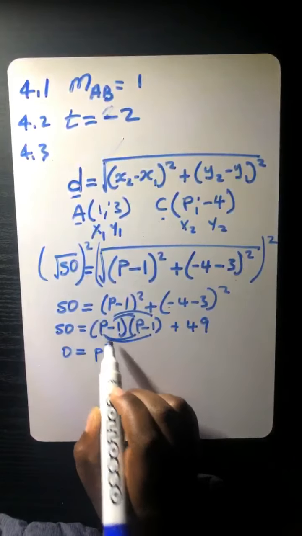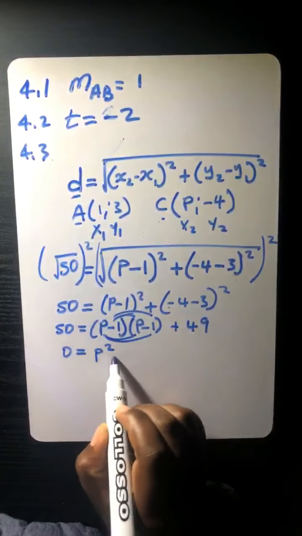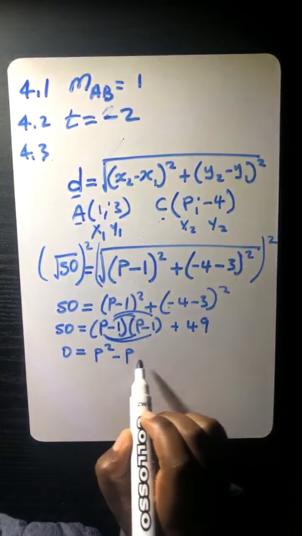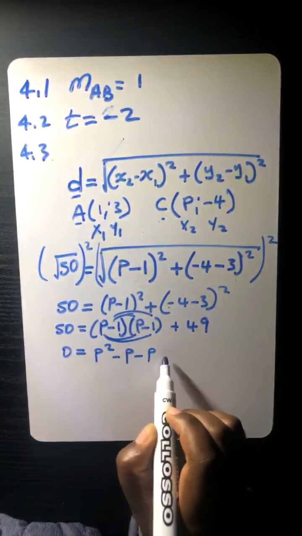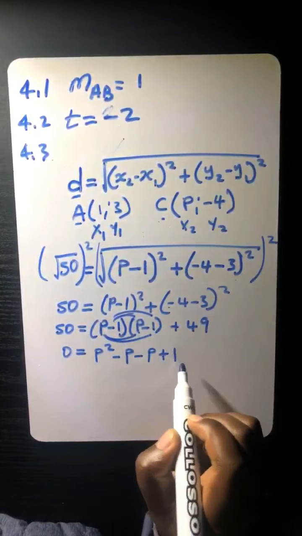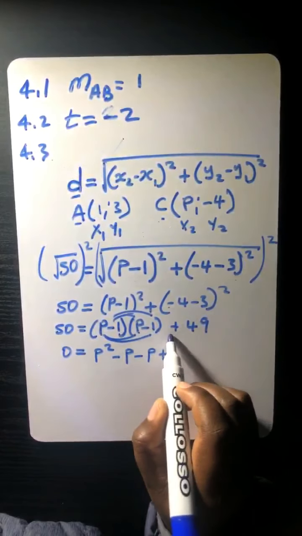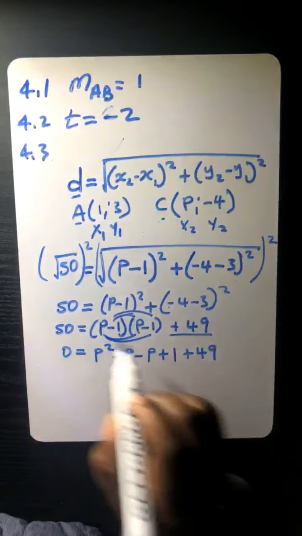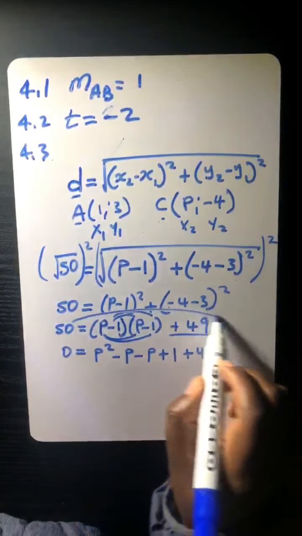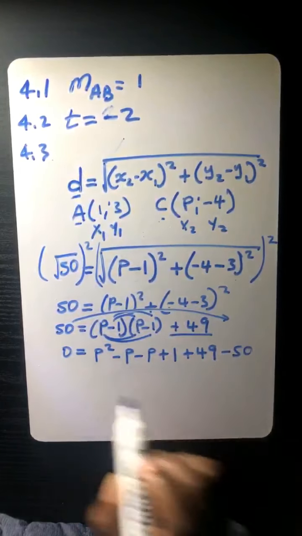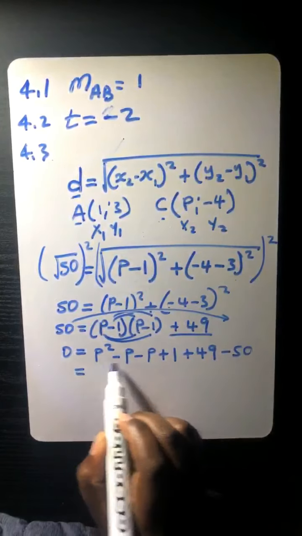It is P squared. What is P times -1? It is -1P. What is -1 times P? It is minus P. What is -1 times -1? On a calculator, it gives you +1. So now we get to this stage. Remember, we are having plus 49 there, but you also transpose that to the other side and it changes the sign. It is now -50. So let's try to simplify.